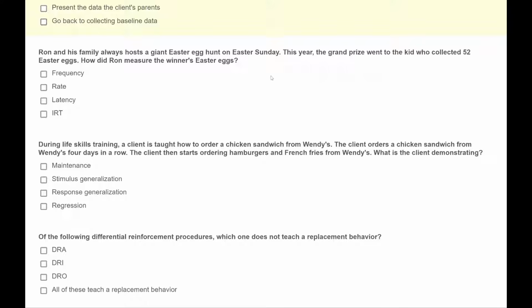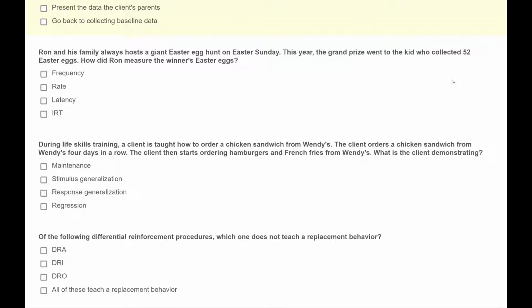So if we look at our question, it says this year, the grand prize went to the kid who collected 52 Easter eggs. Well, pretty simple, right? Maybe the most simple form of measurement. What do we do to find out how many Easter eggs the kid collected? We counted. And a count is just what? It's just frequency. We just took frequency data on the amount of eggs the kid collected.